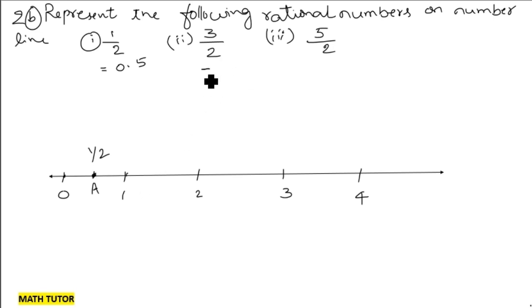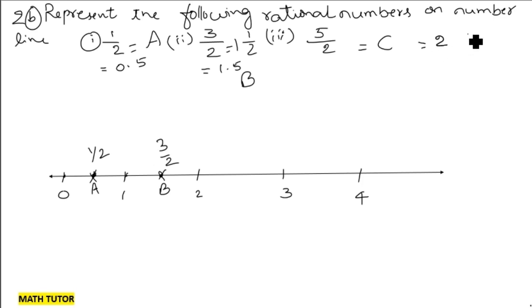Clear? Next, 3 by 2. What is 3 by 2? It is nothing but 1.5, or you can write it as 1 and 1 by 2. So 1 part, 1 unit, and then half of the second. So this is the half point here approximately, but you have to take graph paper and do it exactly. So this is 1.5 or 3 by 2, that is B. This is point A, this is point B. A is 1 by 2, B is 3 by 2, and C is 5 by 2.